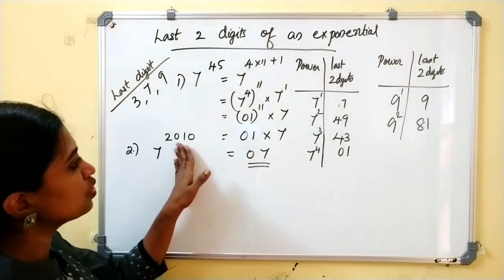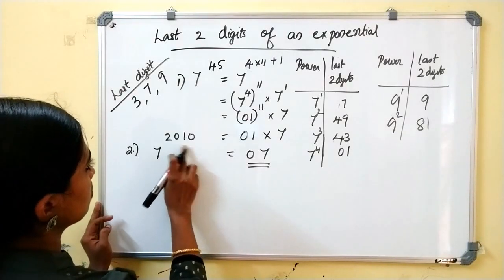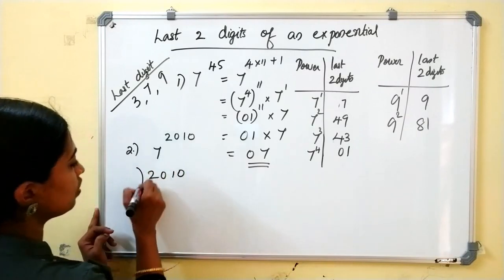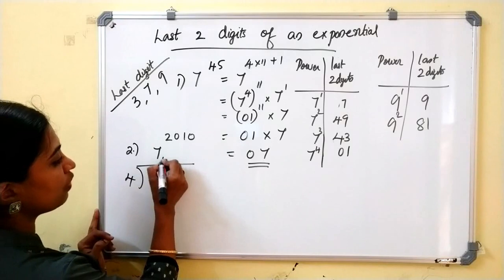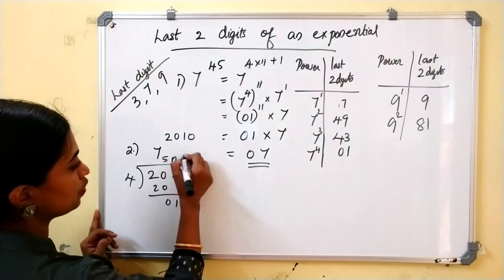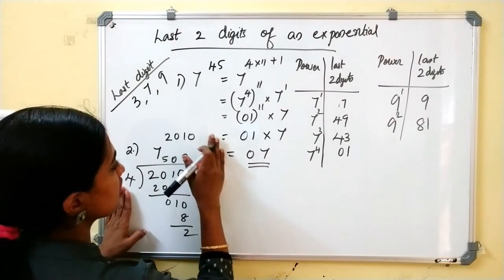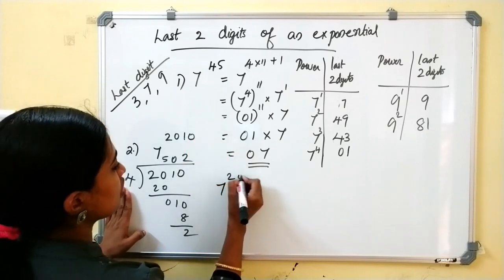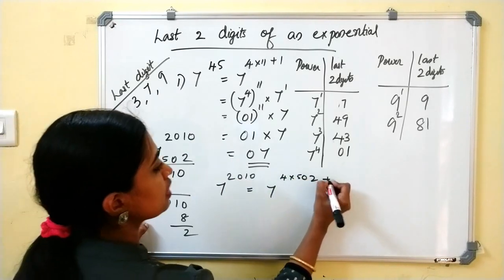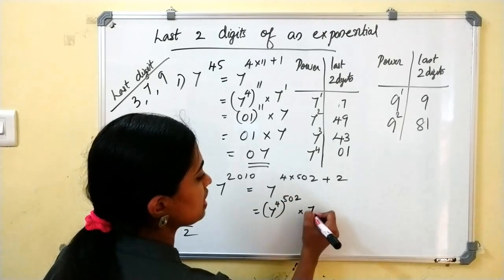Next is 7 raised to 2010. What we have to do? We have to express 2010 in terms of 4. So dividing by 4, 4 5s are 20, 0, 5 0, 10, 2 times 8, remainder 2. So we can express this as 7 raised to 2010 is equal to 7 raised to 4 into 502 plus 2. That is 7 raised to 4, the whole raised to 502, into 7 square.